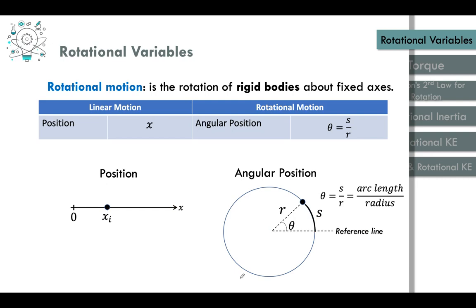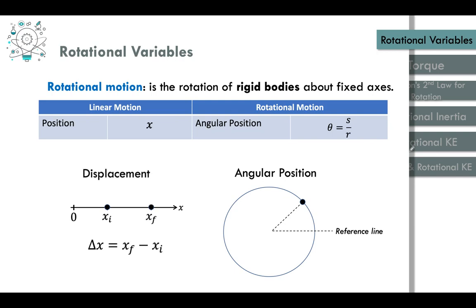Okay, so our angular position is the arc length divided by the radius. You can also find arc length if you rearrange this a little bit. Arc length is equal to the radius times the change in angular position, where again, delta theta should be measured in radians. In terms of displacement, again, we take the final position and we subtract the initial position to find delta x is equal to final minus initial.